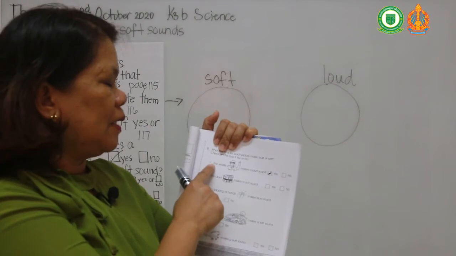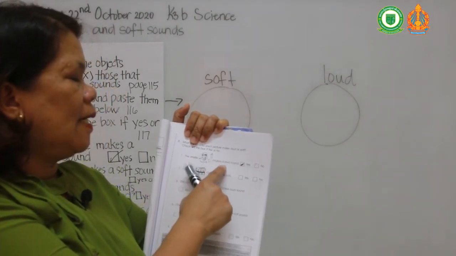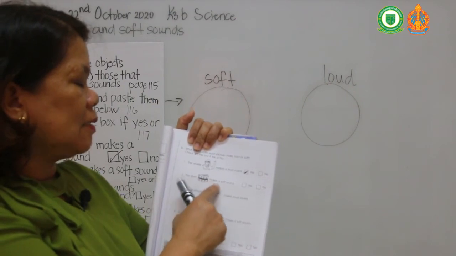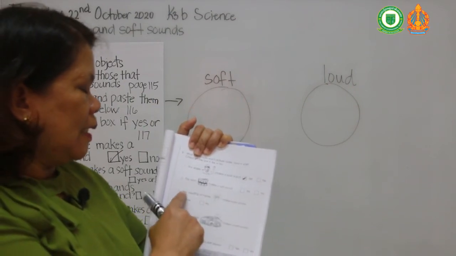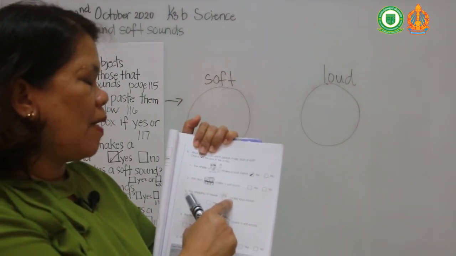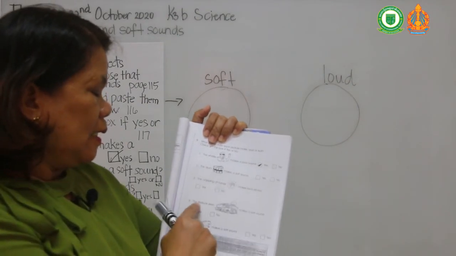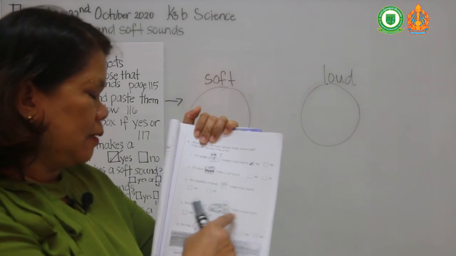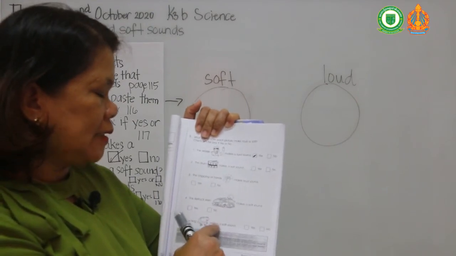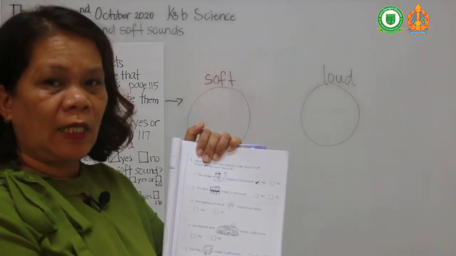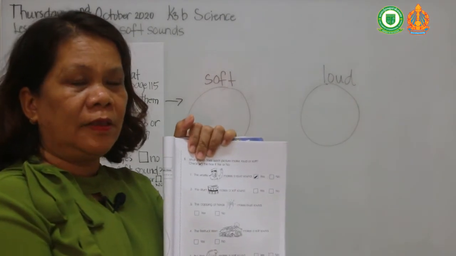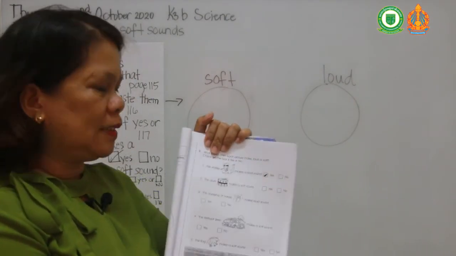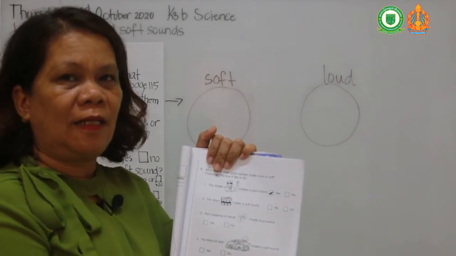Number 1, the whistle makes a loud sound. The drum makes a soft sound. The clapping of hands makes loud sound. The fire truck siren makes a soft sound. The frog makes a soft sound. Okay? Check yes or no. Okay? So you have to answer it by yourself.